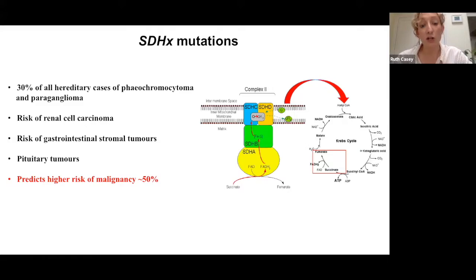And the SDH genes are important in clinical practice because they account for 1/3 of all the hereditary cases that we see. They also predispose our patients to other tumors, such as kidney cancer and gastrointestinal stromal tumors, rarely pituitary tumors. And importantly, they give us as clinicians a guide as to which of our patients are more likely to develop malignant pheochromocytomas and paragangliomas, because they confer a much higher risk of malignant tumors, estimated to be approximately 50%. And that's most commonly the SDHB gene.